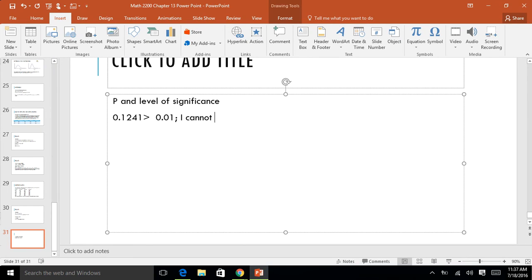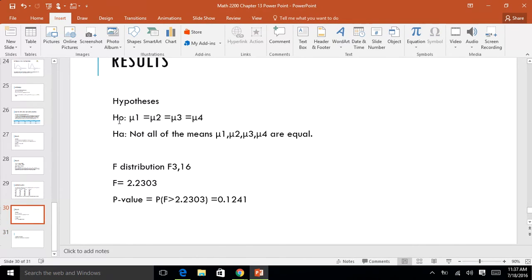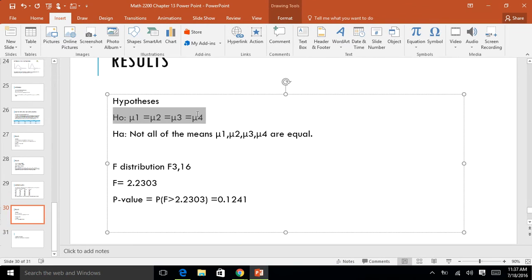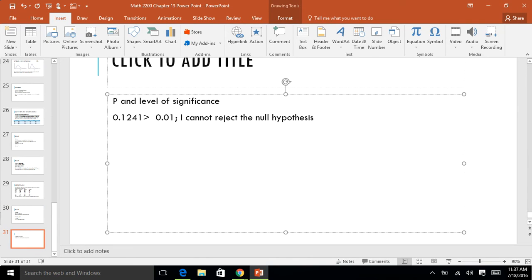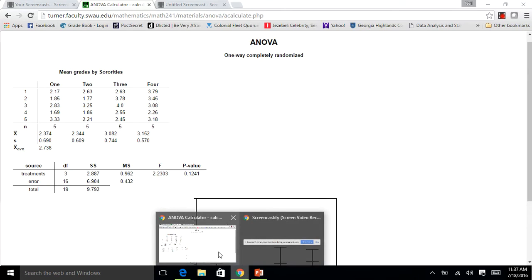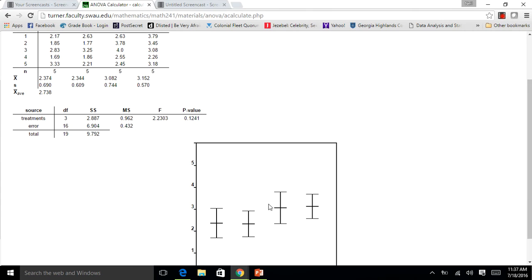So I cannot reject the null hypothesis. So what does that mean? It means I'm going to keep it. So if I go back here, it means keep it where the means are the same. So even though if we go back and look at this picture, even though they look slightly different, they're really basically the same. There's no huge difference in these.